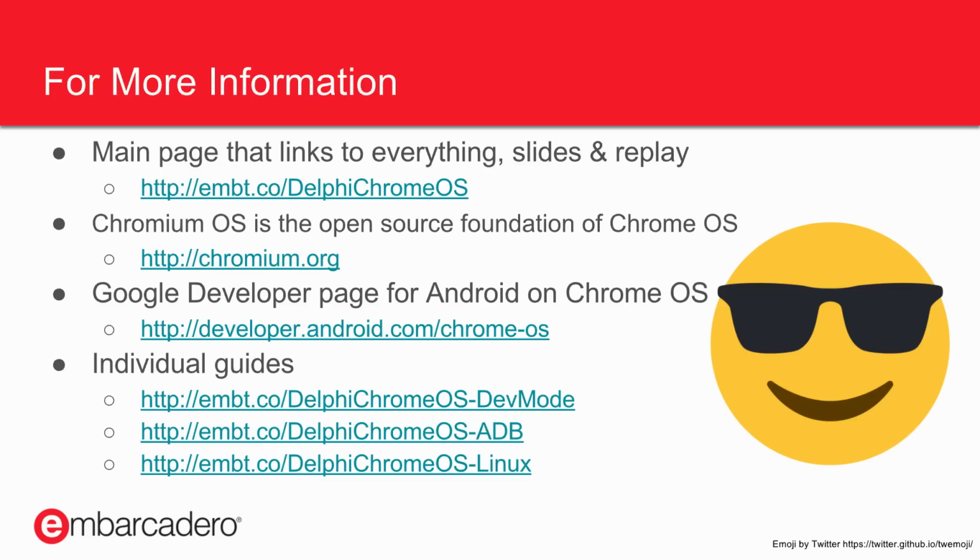For more information, the main link there at the top, embt.co/DelphiChromeOS, is the main page. It will link to all the other links you see here. But if you want to find out more about Chromium, which Chromebooks are supported, and how to get in developer mode, stuff like that, check out chromium.org. The Google developer page for Android on Chrome OS tells you about how to set up ADB, some of the different concerns you will have around developing Android apps that target Chrome, and what you need to know there. That's where it talks about how to make your windows resizable. And then I have the three different guides I've put together you can get to directly via the links you see there.